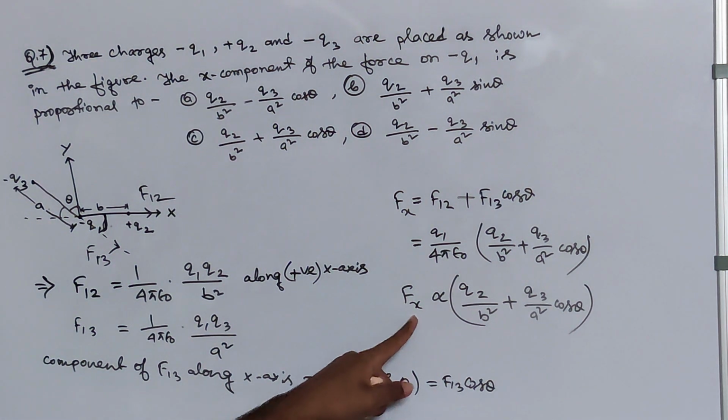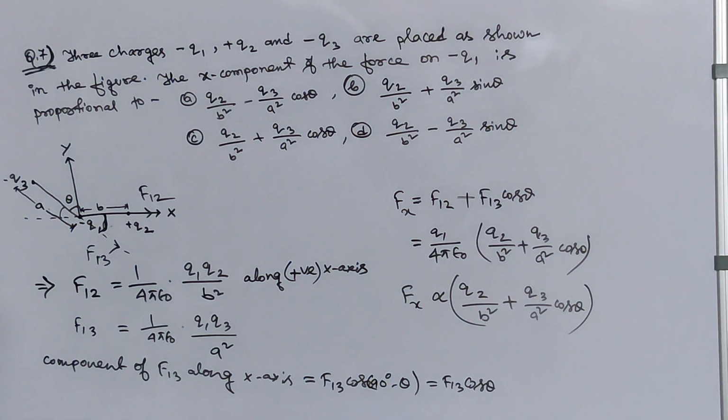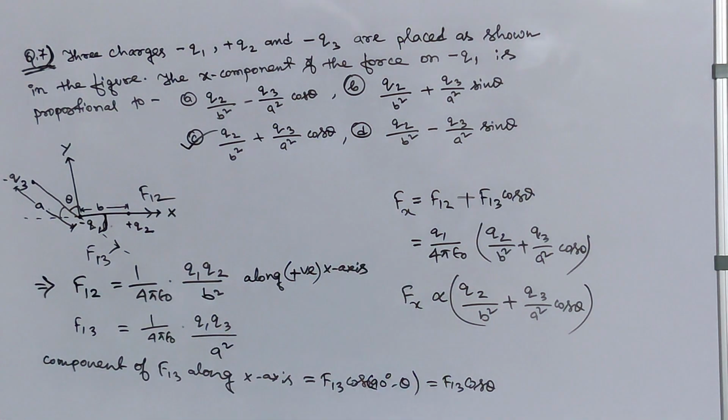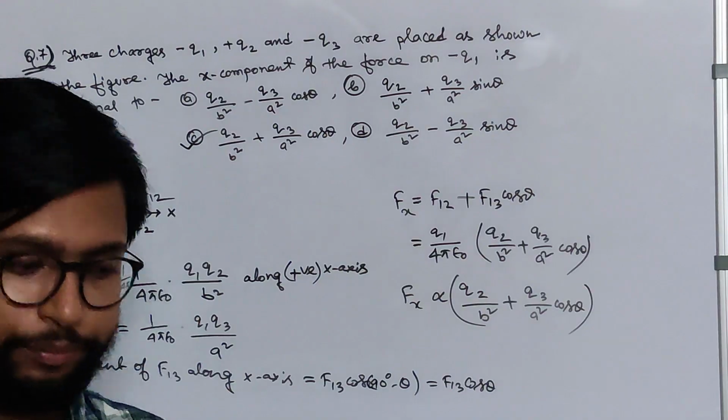So Fx is proportional to this thing, and so which option is correct? If you see, this option is correct, right? Option C is correct. q2 by b square plus q3 by a square cos theta. Okay, let's move to the next question.